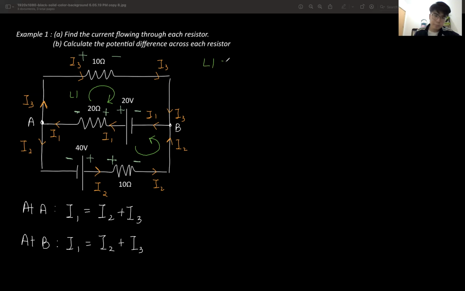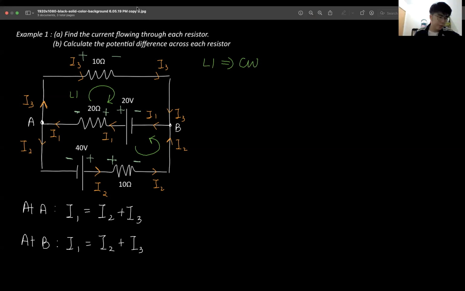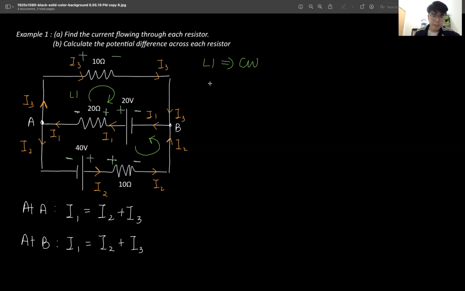Loop number 1, clockwise. Start from A, go to the first resistor, 10 ohm. Is it a negative or a positive? Positive to minus, so it's a minus I3 times 10, so 10 I3. Okay, go to the next one, the 20-volt cell. So we go from negative to positive. It's a positive 20.